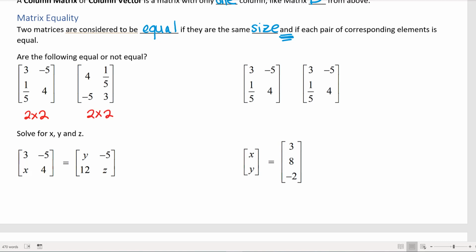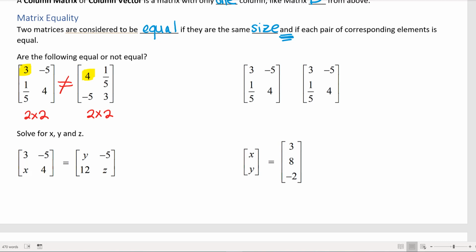But we can't say that they're equal yet until every single element is equal in each of the matrices. So looking at the first row and first column, I have a 3 in the first matrix but a 4 in the second matrix. Right there, I don't have to look any further. These two matrices are not equal. Yes, they have the same size, but not every single element is the same.